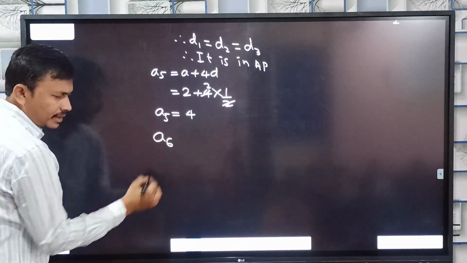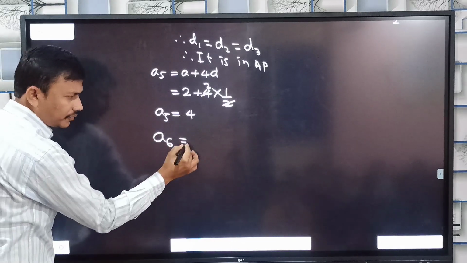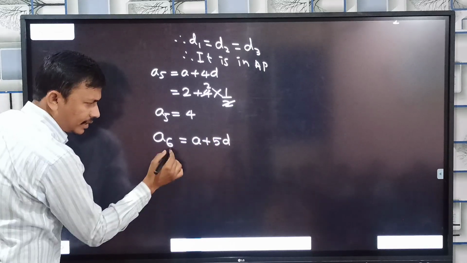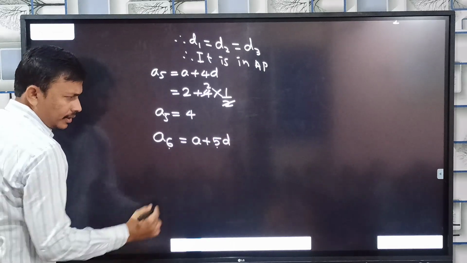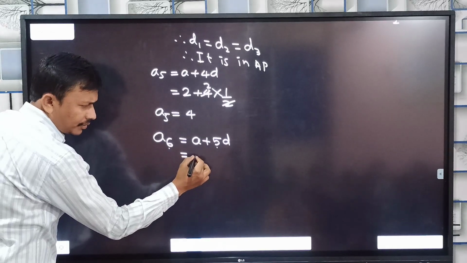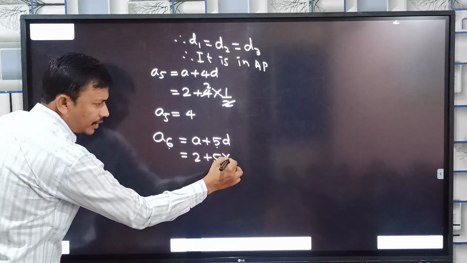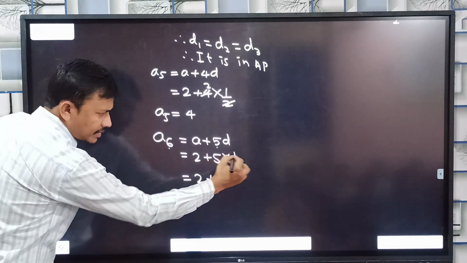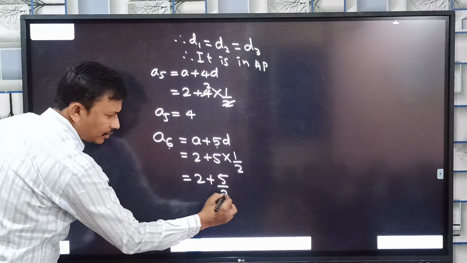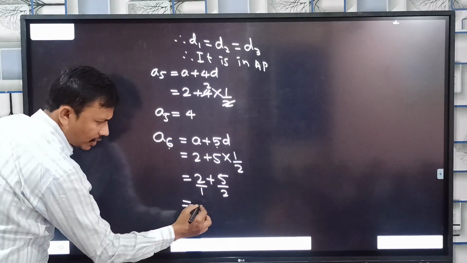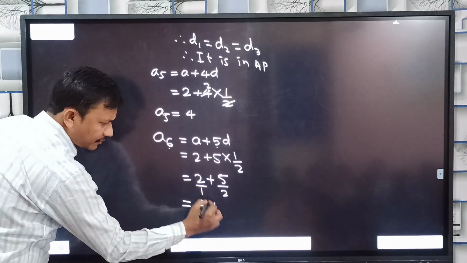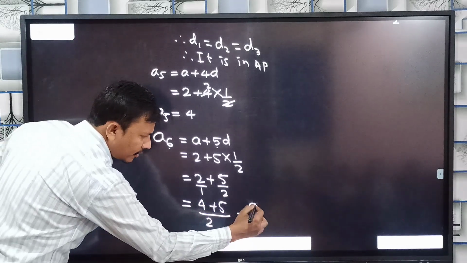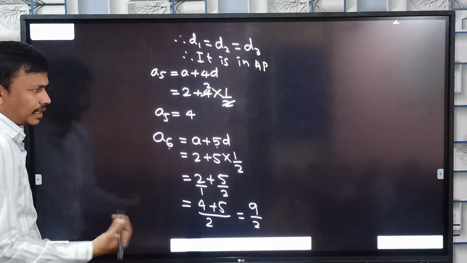Then what we need to find out? A6. A6 is equal to formula A plus 5D. This is equal to, what is A value? 2 plus 5 into D value 1 by 2. This is equal to 2 plus 5 1s are 5 divided by 2. Cross multiply. 2 2s are 4 plus 5 1s are 5, 9 divided by 2. That is the A6 value.